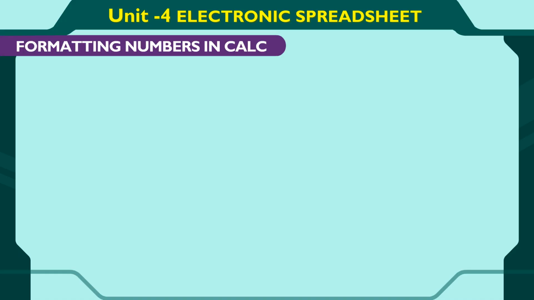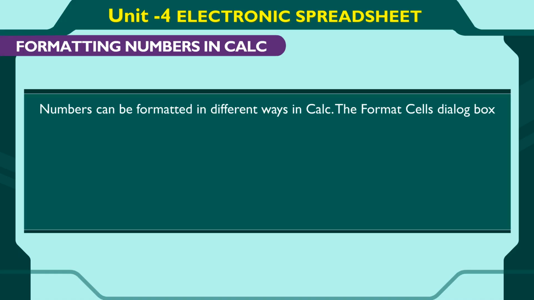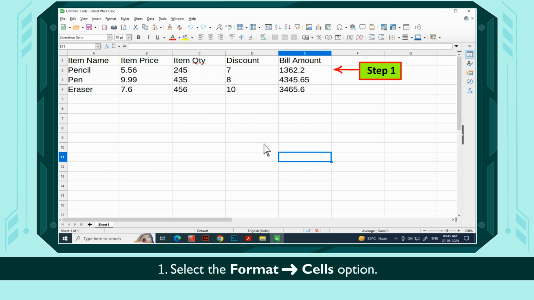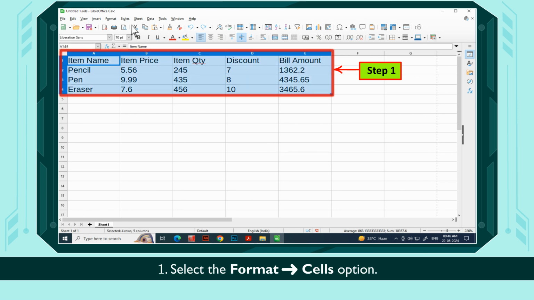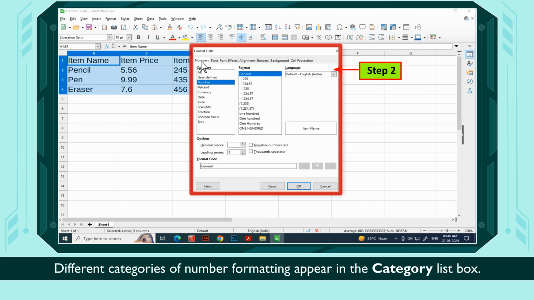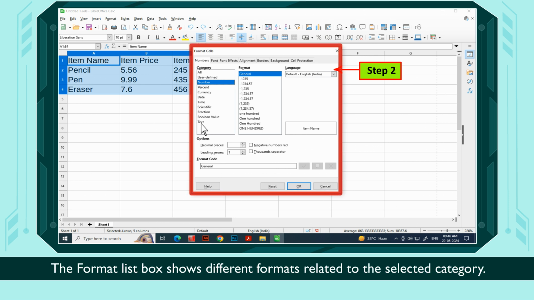Formatting numbers in Calc. Numbers can be formatted in different ways in Calc. The Format Cells dialog box provides different options to format numbers. To access these options, follow the given steps. 1. Select the Format Cells option. 2. Click on the Numbers tab if not selected by default. Different categories of number formatting appear in the Category List box. The Format List box shows different formats related to the selected category.